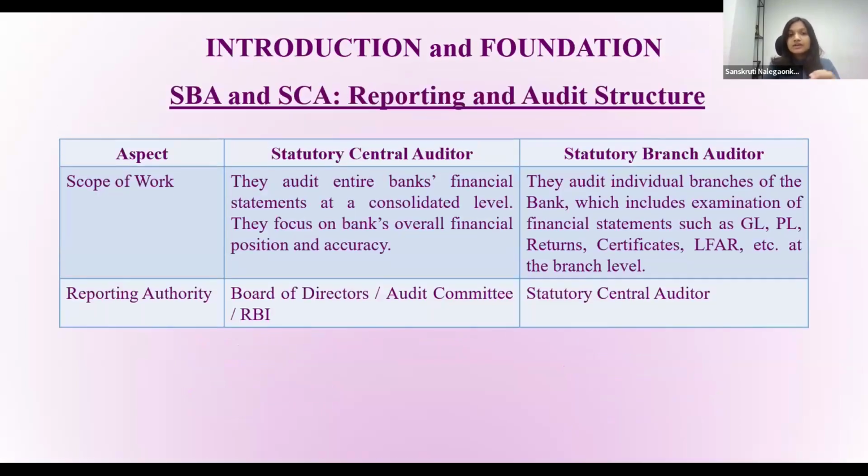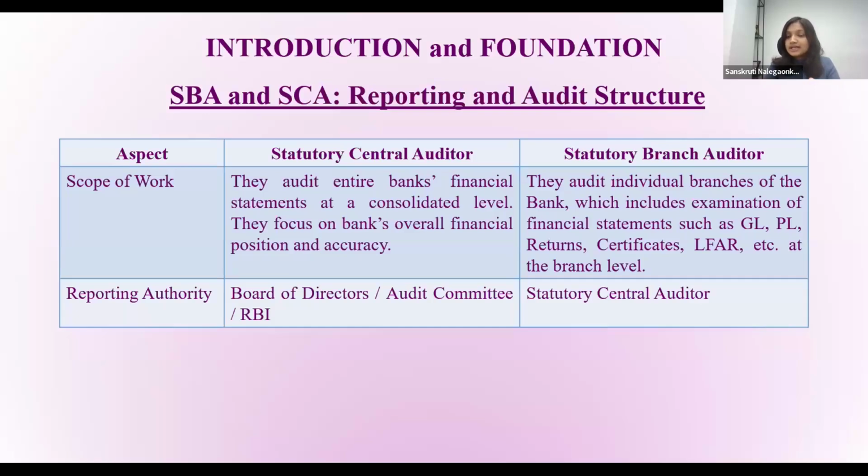Imagine a large bank with thousands of branches spread across the country. Some branches handle personal saving accounts, while others process loans worth hundreds of crores. Now think about this. Can we audit these massive institutions using a single approach? The answer is clear: no. And that's exactly why the banking audit structure has two distinct levels, SCAs and SBAs.